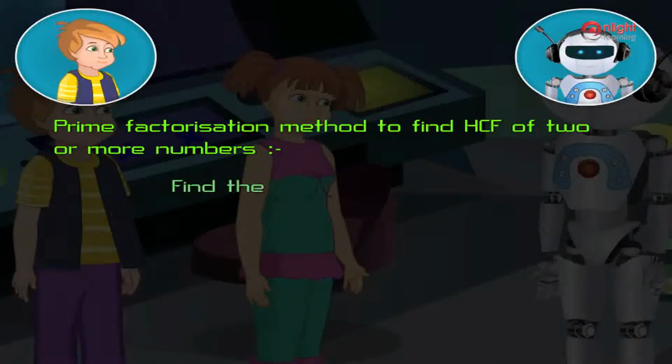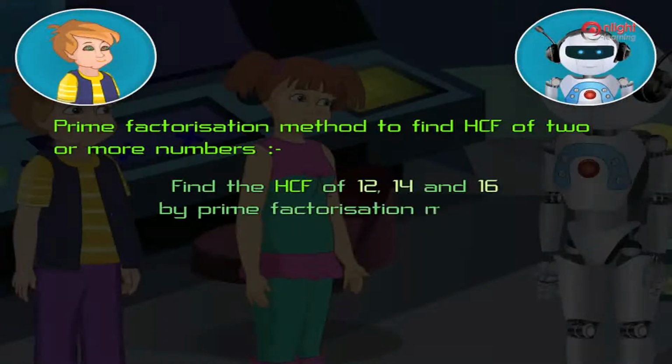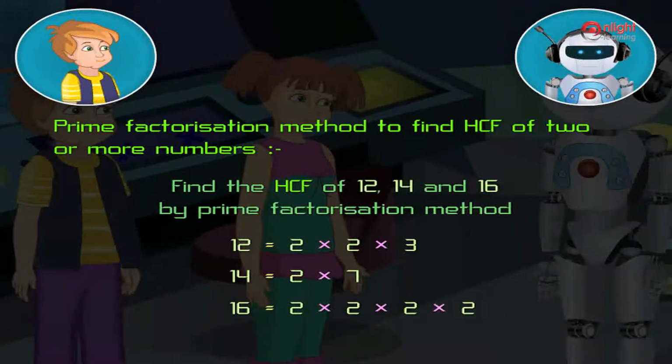Can you find the HCF of 12, 14 and 16 by prime factorization method? The prime factors of 12 are 2, 2 and 3. The prime factors of 14 are 2 and 7. And the prime factors of 16 are 2, 2, 2 and 2. Therefore, the common factor of 12, 14 and 16 is 2, which is the highest common factor also. Good! That is the correct answer.